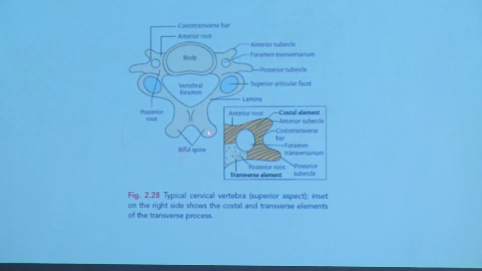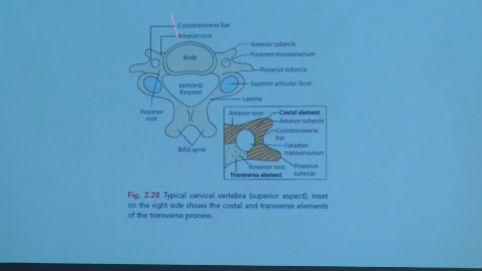Next, the transverse process is attached to the spine by the lamina part. So easily identify: this is your pedicle part and this is the lamina part. This is the lamina part, by which the transverse process is attached to the spine.